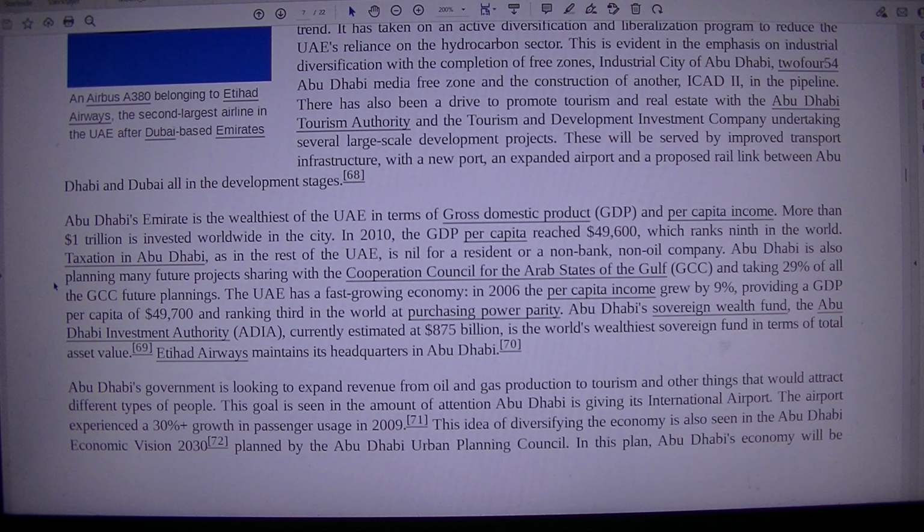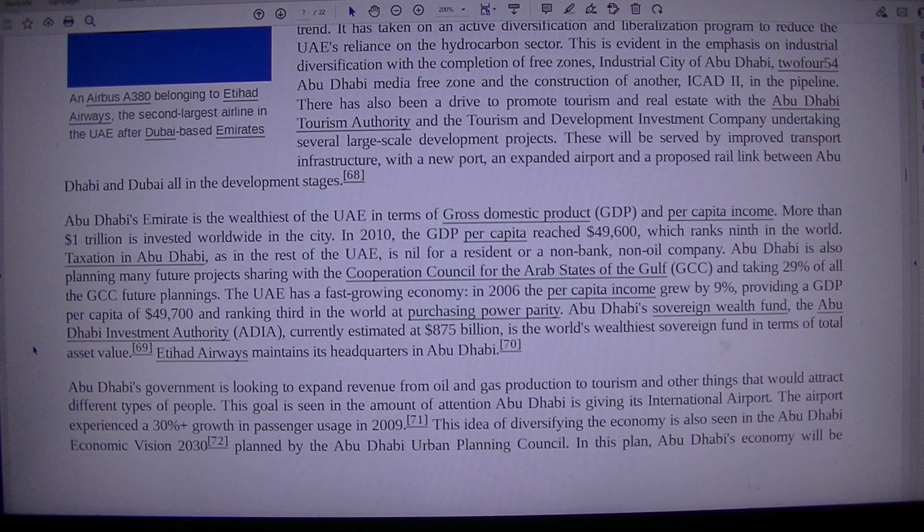The UAE has a fast-growing economy. In 2006, the per capita income grew by 9%, providing a GDP per capita of $49,700 and ranking 3rd in the world at purchasing power parity. Abu Dhabi's Sovereign Wealth Fund, the Abu Dhabi Investment Authority, ADIA, currently estimated at $875 billion, is the world's wealthiest sovereign fund in terms of total asset value. Etihad Airways maintains its headquarters in Abu Dhabi.